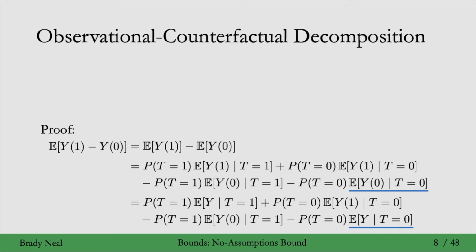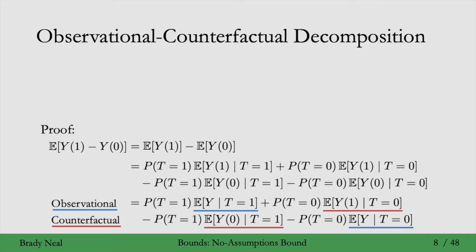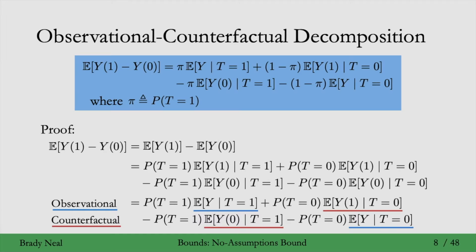We call this the observational-counterfactual decomposition because right here we have observational terms. These can be computed from just the observational distribution. And then here we have counterfactual terms. So the outcome that you would receive if you had t equals 1, given that you have t equals 0, is counterfactual. And then same with this term here. And this is the observational-counterfactual decomposition.